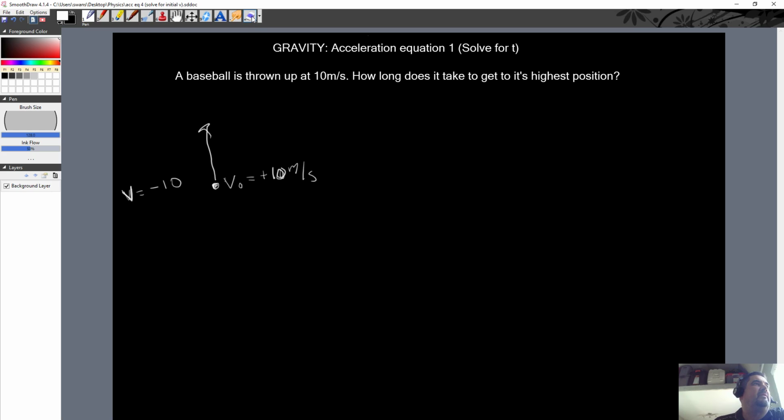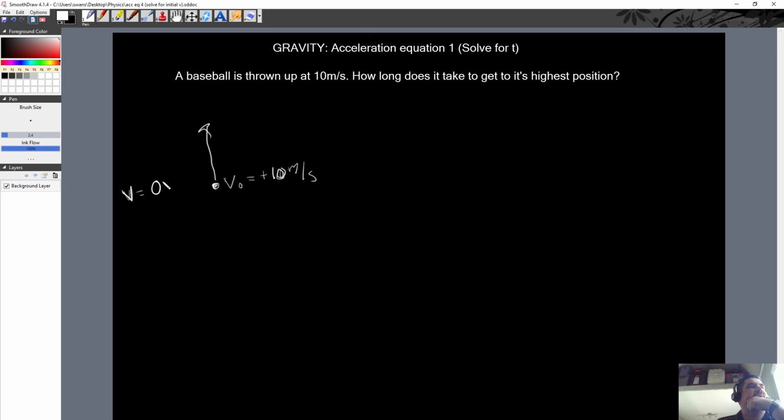Let's do an eraser here. So now, let's get this down. My brush size was huge. Let's fix this. Alright, so now, and the ink flow is low, that's the problem.